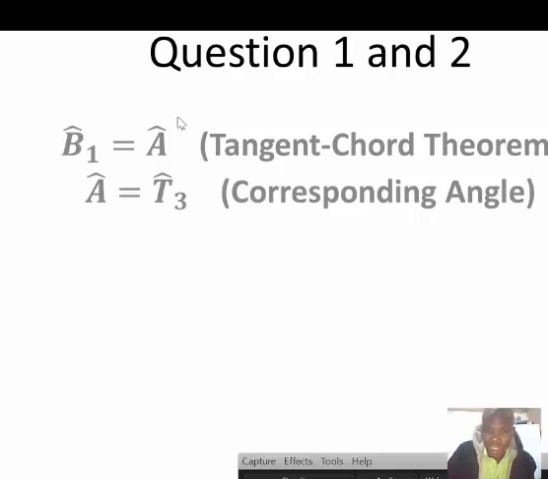So this is 1 mark, 1 mark, 1 mark, 1 mark. Therefore, B1 is indeed equal to T3. Question 1 done. After having done this question 1, now we'll look at the second question in our list of questions.